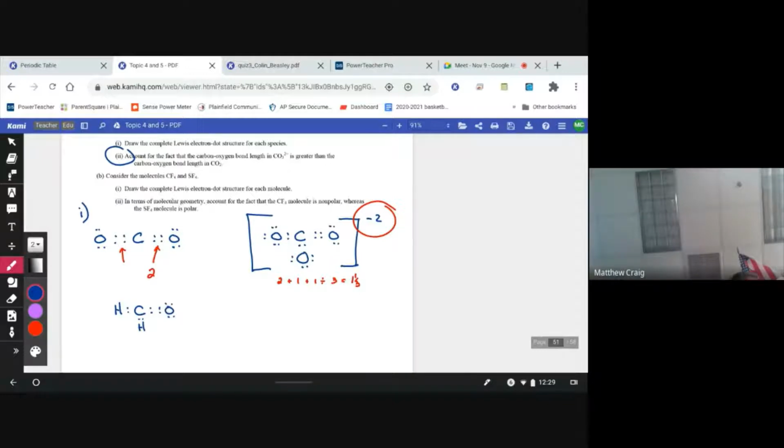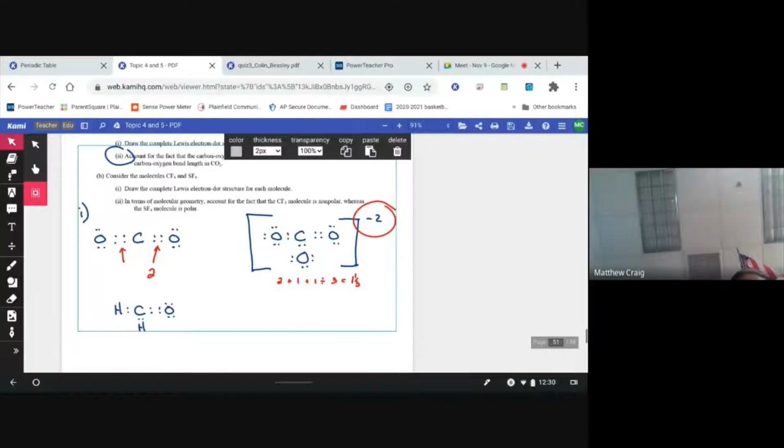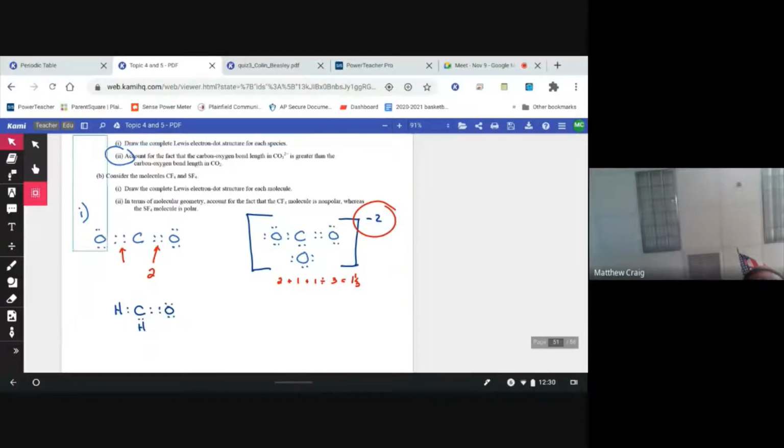So can you just say that the resonance structure has an average of like 1 and 1/3 bonds? Yeah, I like that. And then the fixed has an average of 2, so therefore whichever is greater. That's money.